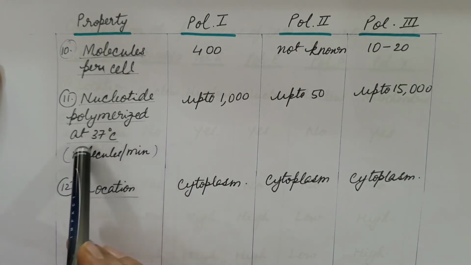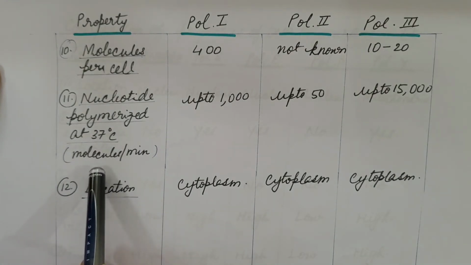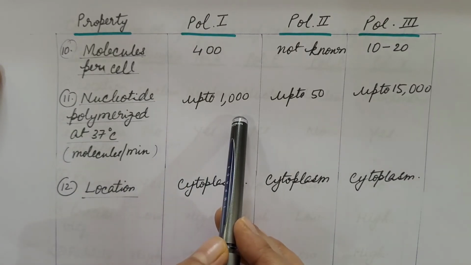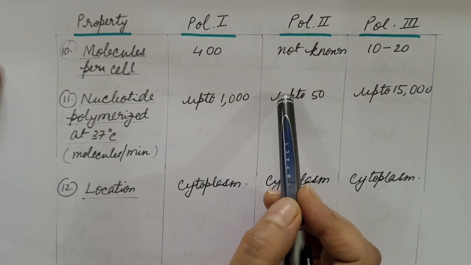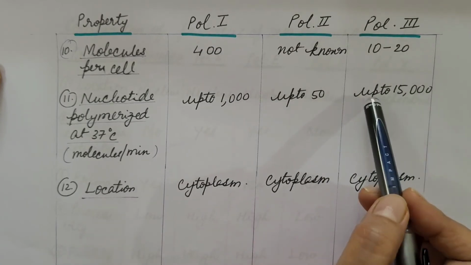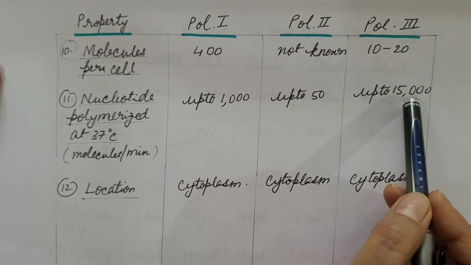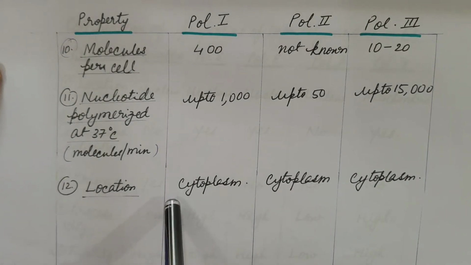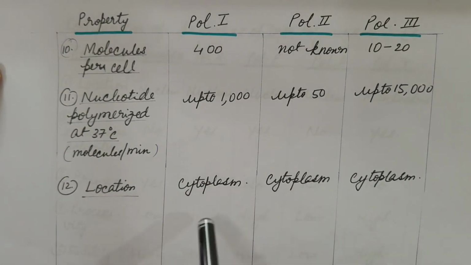Nucleotides polymerized at 37 degrees centigrade, molecules added per minute. By polymerase 1 it is up to 1000. Polymerase 2 adds up to 50 nucleotide molecules per minute and polymerase 3 adds up to 15,000 molecules per minute. Location. All of them, polymerase 1, 2 and 3, are located in the cytoplasm of the cell.